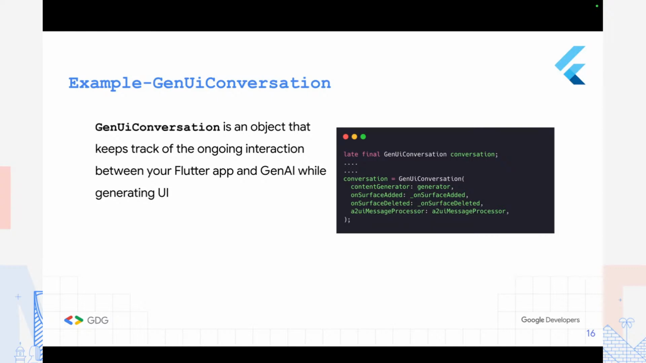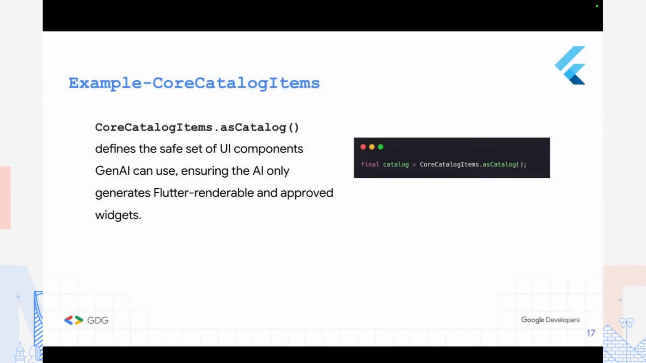And we will also be using the Firebase GenUI Flutter Firebase AI, one more package to link with Firebase to use the AI model of the Firebase. So we will later explore what content generator, surface added, surface deleted, and message processor do. But just an overview: GenUI conversation is used to keep track of conversation between Flutter app user and Firebase AI.